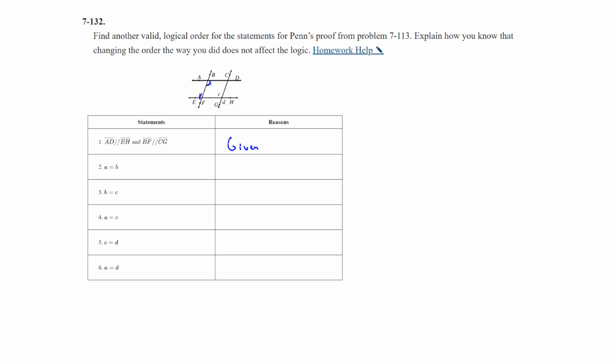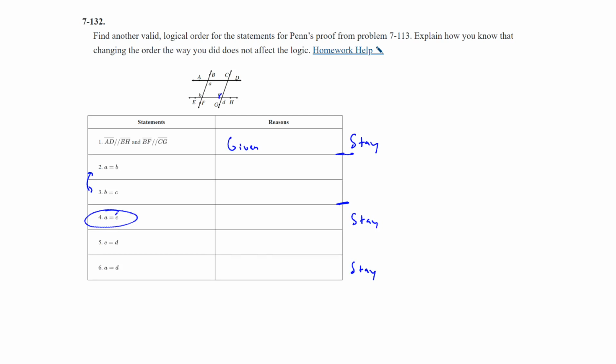B and C are congruent because of corresponding angles, so these two can be switched around. Those don't have to go in any specific order. But A equals C on line 4 has to follow 2 and 3. So this one has to stay because that's the given. This one has to stay because that's the proof. And then this one has to stay because it has to follow 2 and 3. So these two, 2 and 3, doesn't matter the order that you put them in, but 4 has to follow it. And then 5 is C is equal to D.